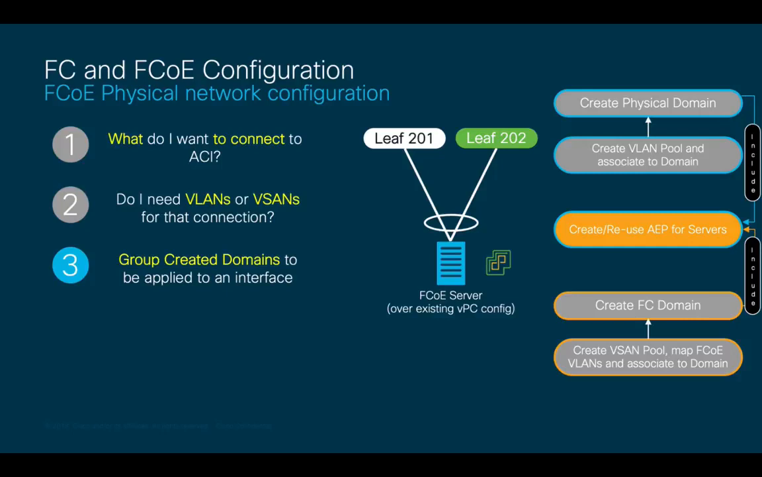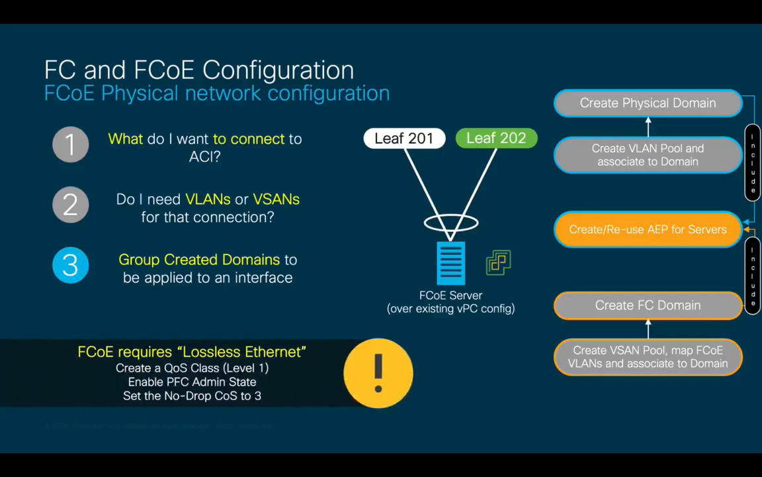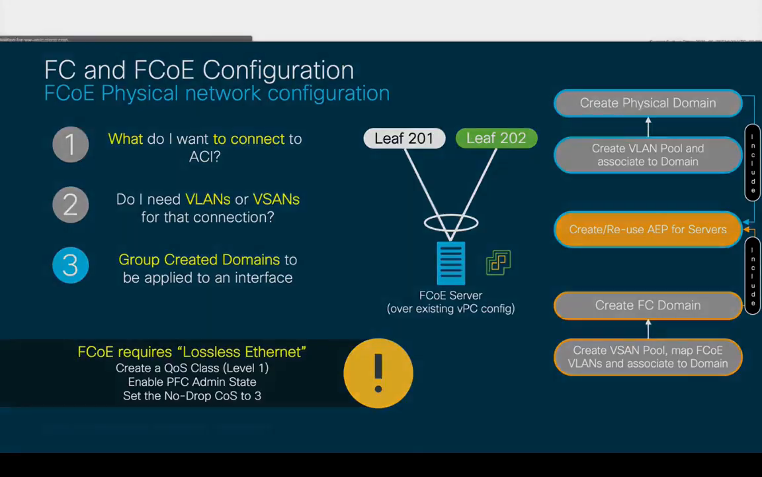Now, before we start configuring this, you may remember that FCoE relies on lossless Ethernet. Therefore, that means that we will also need to enable priority flow control on a QoS class, setting no drop to a specific class of service. In our case, I will use COS3. We are ready. Let's now go ahead and do this on APIC.